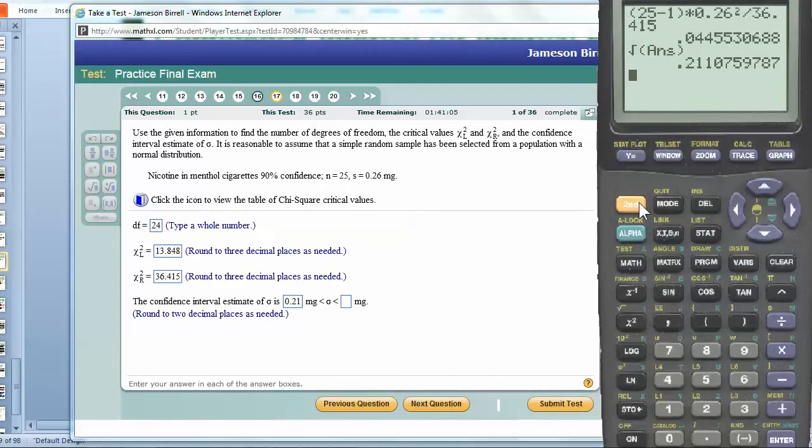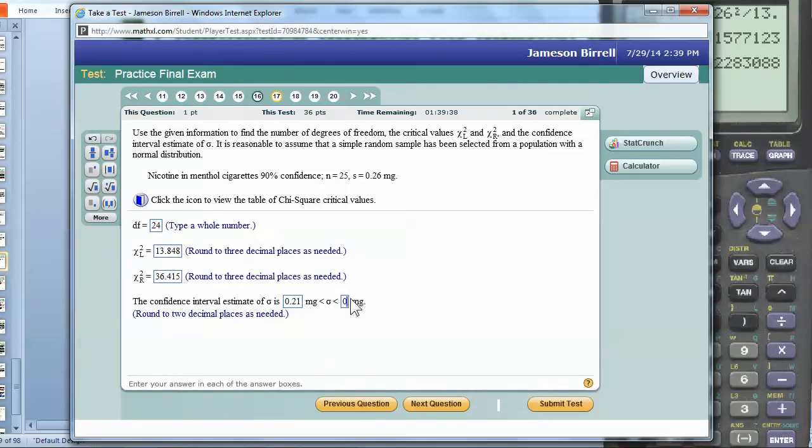Okay, and then the other side. Oh, what did I do? I used a negative symbol instead of the subtraction, in case that ever comes up to you as an error. Okay, so then the other side and square root. 0.34.